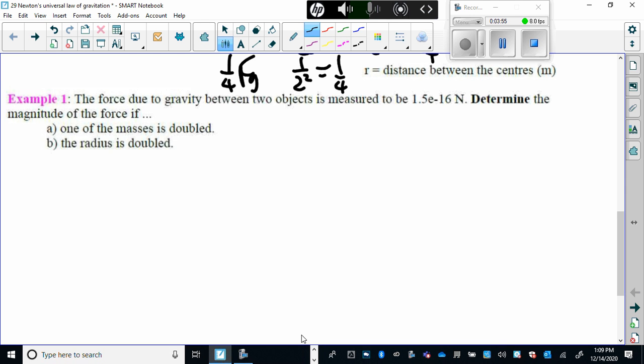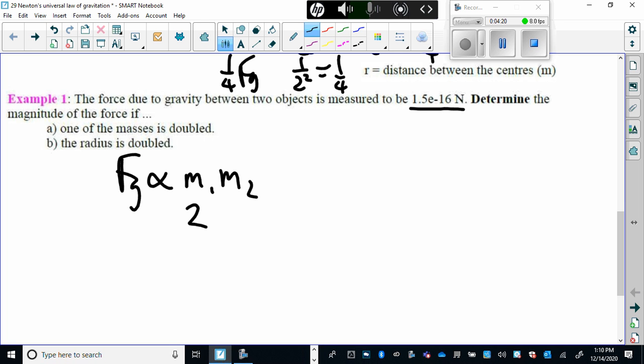The force of gravity between two objects is measured to be 1.5 times 10 to the negative 16 newtons. Determine the magnitude of the force if one of the masses is doubled. So we don't have a formula yet, but we do have a relationship, and we've done this already. We've said that the force of gravity is directly proportional to the product of the masses.